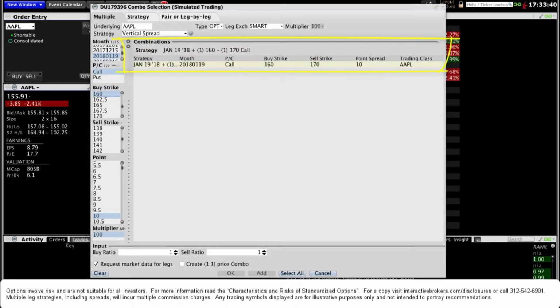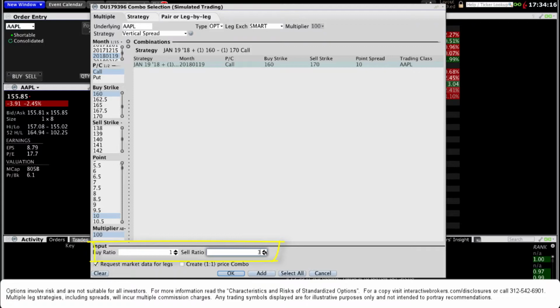This automatically isolates the only possible combination in the box on the right. Highlight the line and click Add from below. In order to also add quotes for both legs to the watch list, check the box in the lower left of the tool. The default input shows a buy-sell ratio of 1:1.